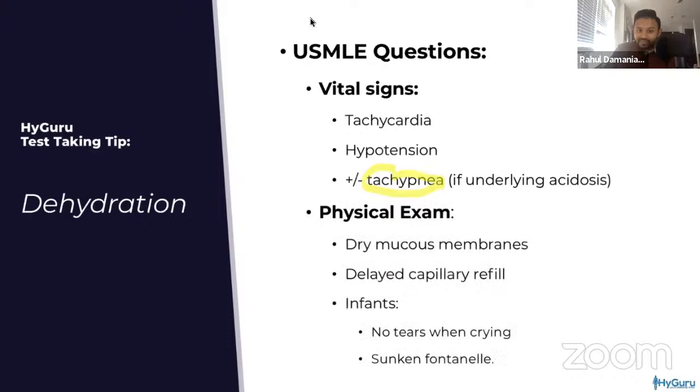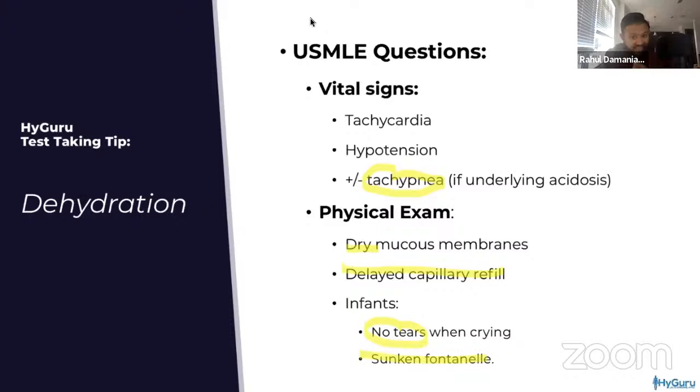On physical exam, these patients are going to have dry mucous membranes, delayed capillary refill. And if they're giving you a child, maybe they'll say no tears when crying, or they have a very sunken fontanelle. These are all signs and symptoms of dehydration that you will see in both DKA and in HHS.